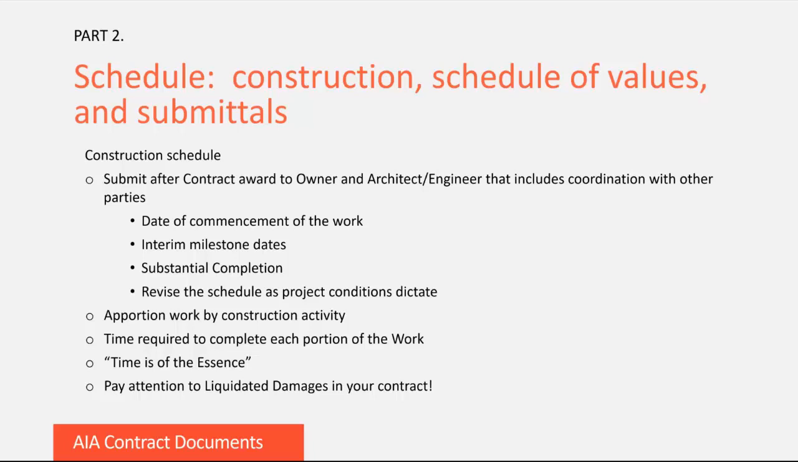So what kind of details should appear on the construction schedule? You'll want to detail orderly progression of the work within the allotted contract time. Also include the date of commencement of the work, interim milestone dates, and substantial completion. Refer to your contract to determine if substantial completion is designated as the number of calendar days from commencement or as a specific date. You can further refine substantial completion by portions of the work and revise the schedule as project conditions dictate. Be sure to include the time required to complete each portion of the work.